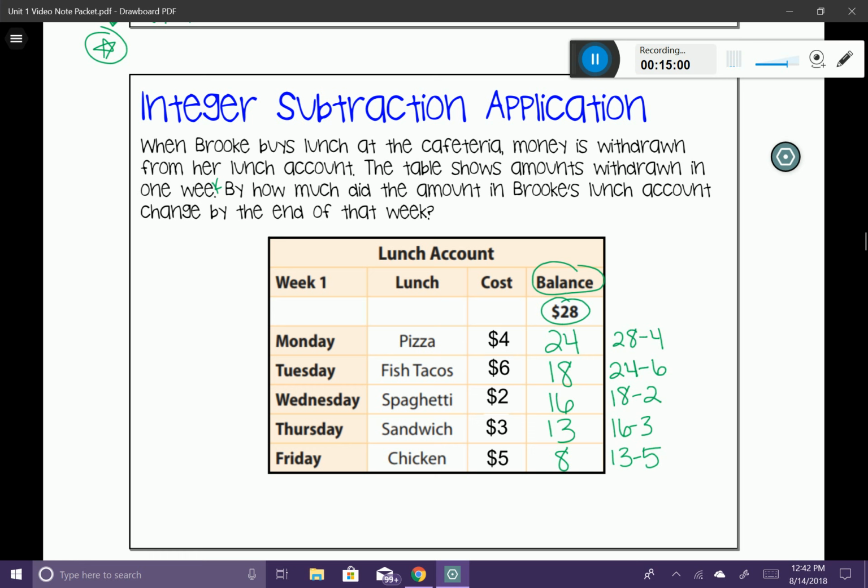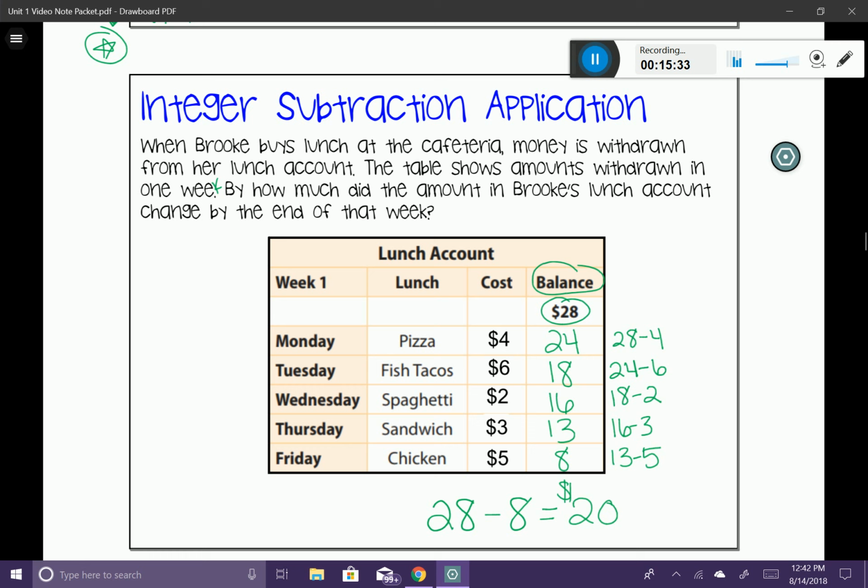So really at this point, you're finished with that problem. We were just doing the subtraction with the integers as we went. If we think about the question here, though, by how much did the amount in Brooke's lunch account change by the end of the week? Well, really what we want to do is take that high number that she started with and subtract what she ended up with on Friday, which gives us a $20 difference. So that's just the way that a real-life application of subtraction of integers actually occurs, is in the cafeteria.